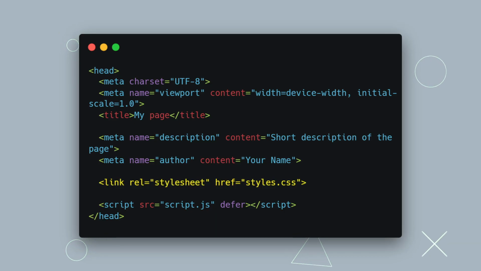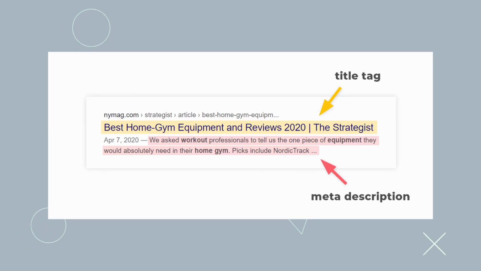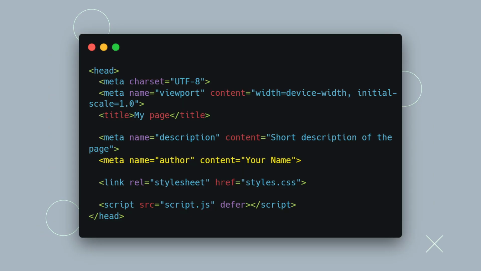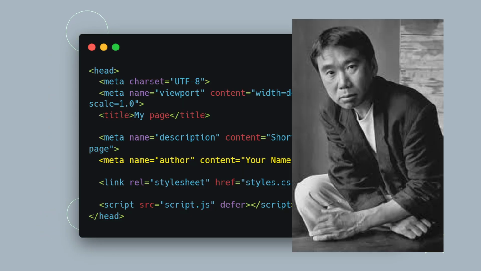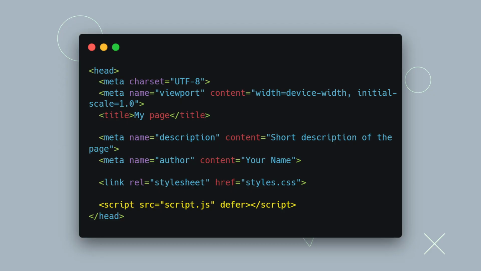The link tag is used to connect your CSS files to your HTML file. Meta name description is important to create a description for your website and is basically the description that shows up in the Google search results. Meta name author defines the author of the page. The script tag is used to load your JavaScript files after HTML is parsed.